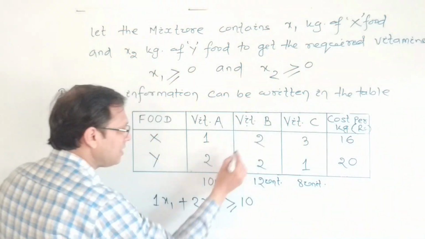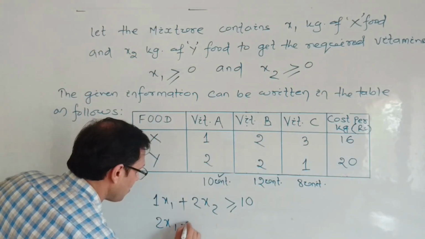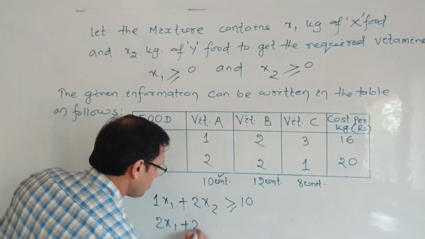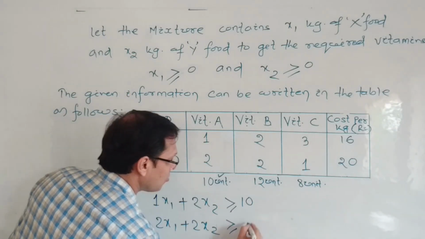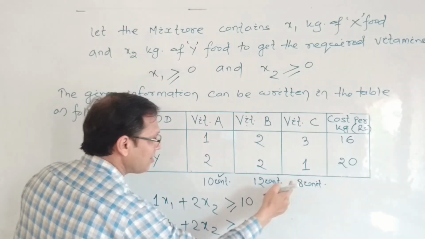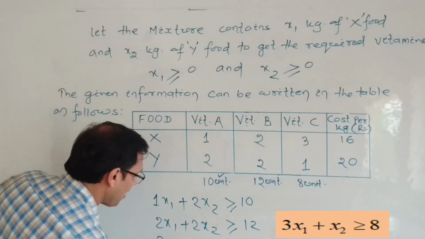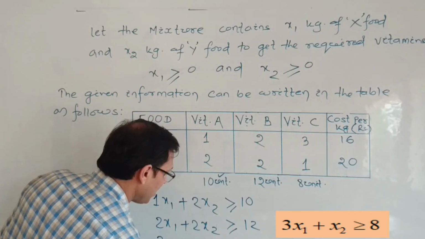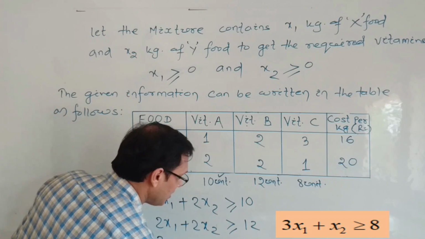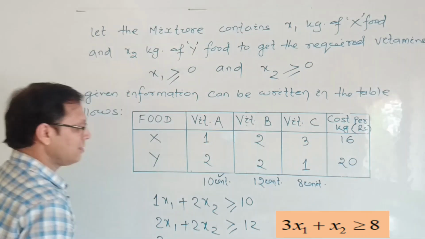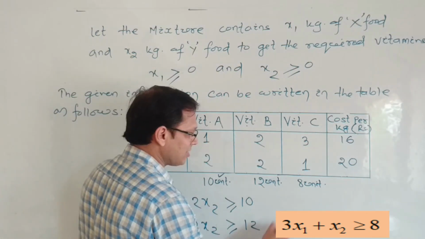Likewise for vitamin B, 2x1 plus 2x2 should be greater than or equal to 12 unit, and the third constraint is 3x1 plus 1x2 greater than or equal to 8 unit. So already we have found 3 constraints.